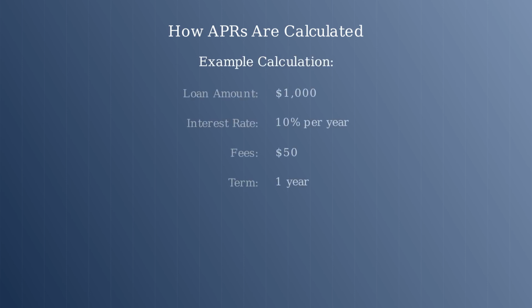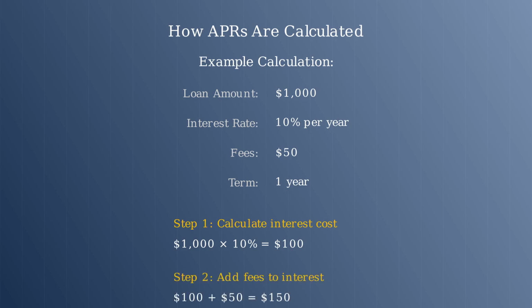Say you borrow $1,000 with a 10% interest rate plus $50 in fees for a one-year term. First, we calculate the interest cost, which is $1,000 multiplied by 10%, giving us $100. Next, we add the fees to the interest. $100 plus $50 equals $150 in total costs. Finally, we divide the total costs by the loan amount to get the APR percentage. $150 divided by $1,000 gives us 15%.